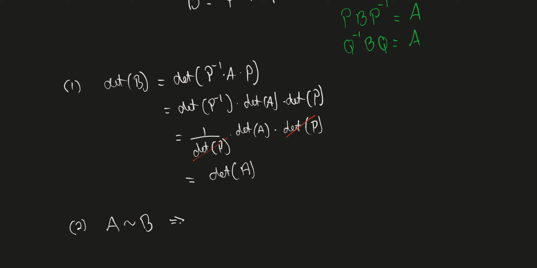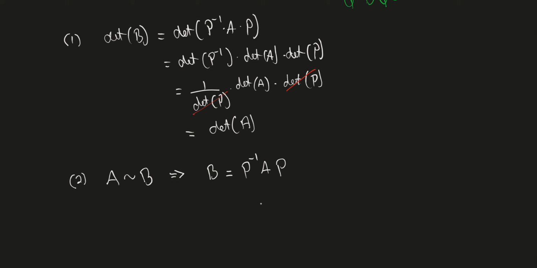So then let's write down our definition. That means B is equal to P inverse times A times P. Now, if I want to show that these two matrices have the same eigenvalues, I have to show, roughly speaking, that they should have the same characteristic polynomial, right? If they have the same characteristic polynomial, then their roots will be the same. That means their eigenvalues will be the same.